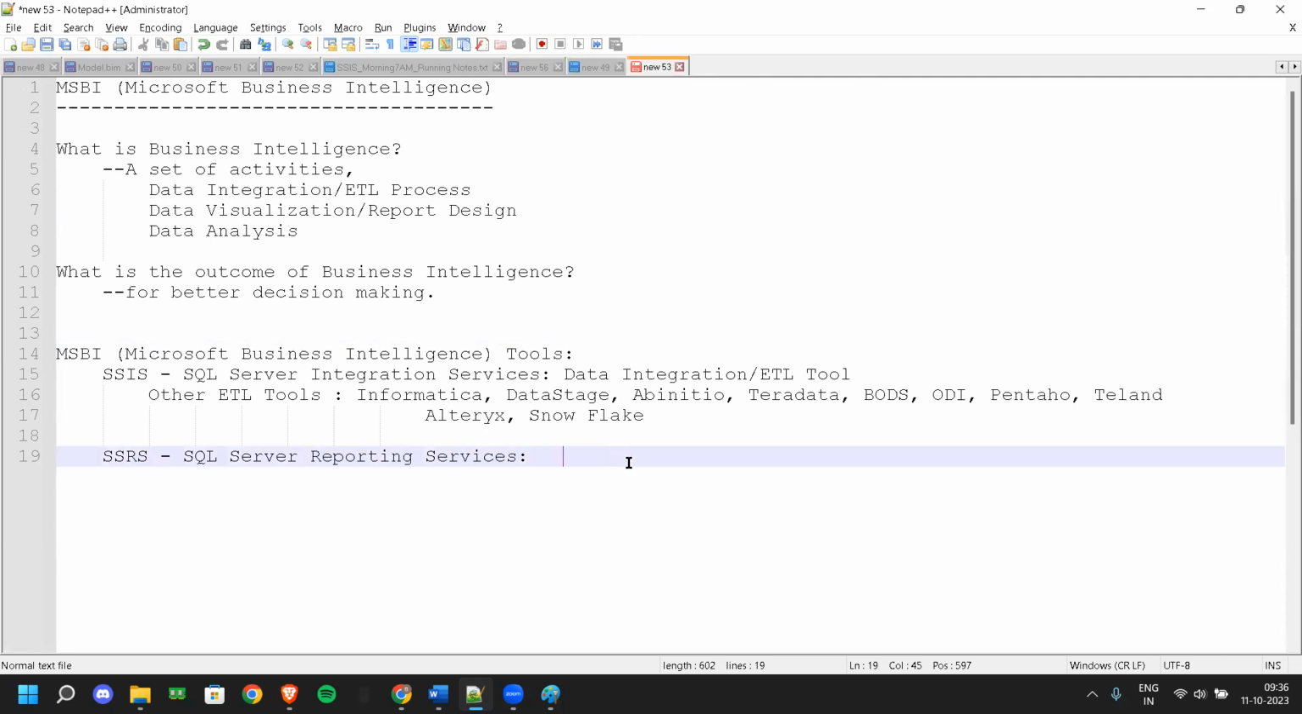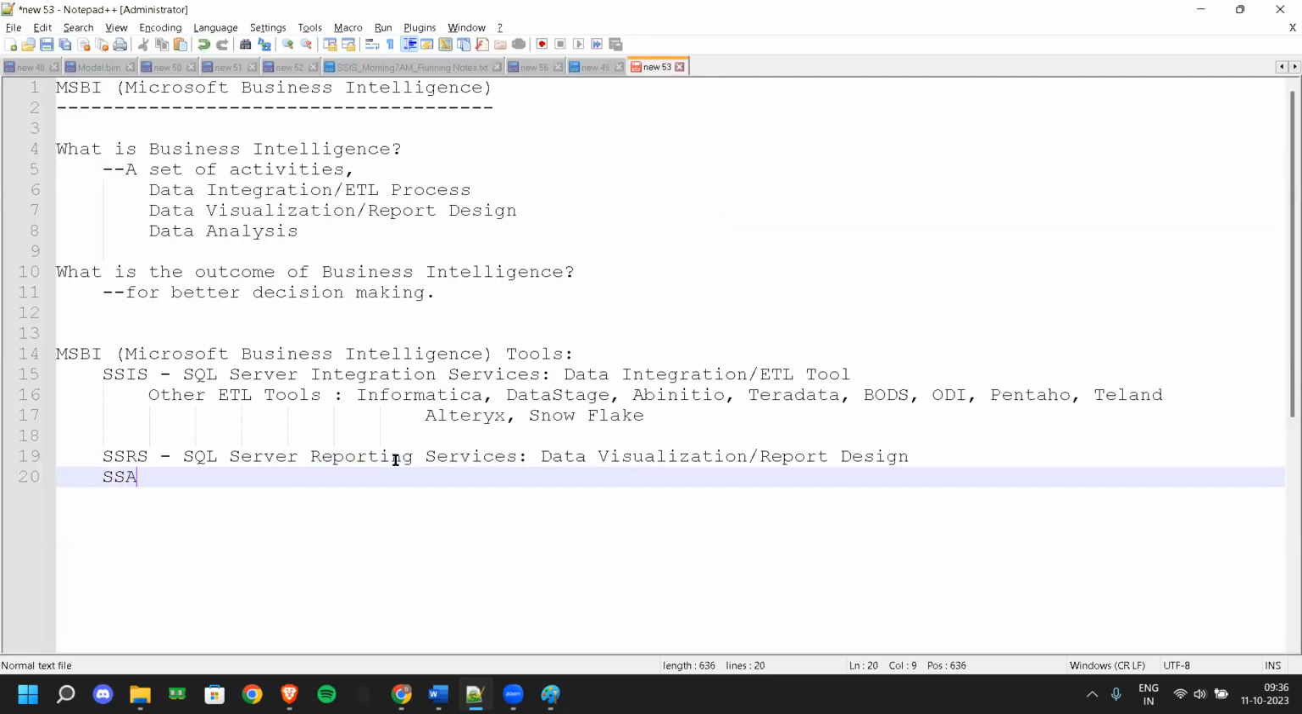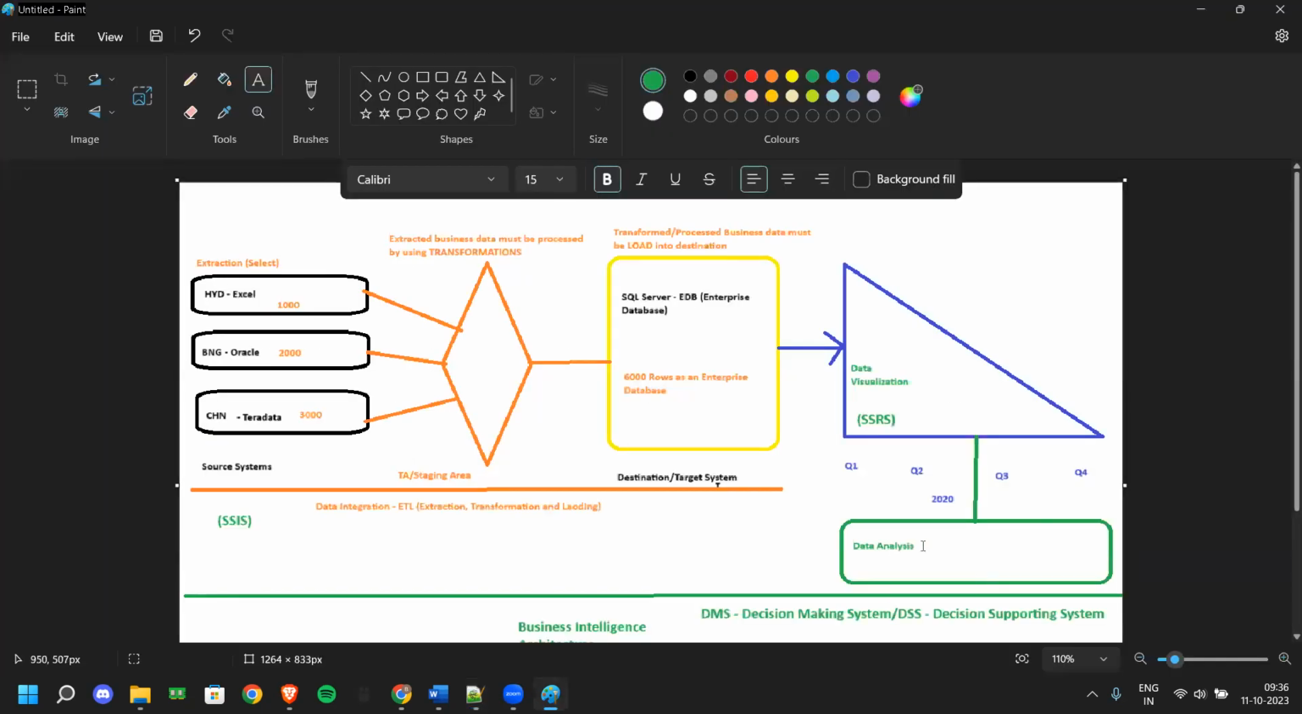So SSRS is for the data visualization process or report design. This particular activity can be achieved by using SSRS. And SSAS is SQL Server Analysis Services. This is for data analysis using multi-dimensional models or tabular models. We'll discuss these two when we talk about SSAS. So this part can be achieved by using SSAS.